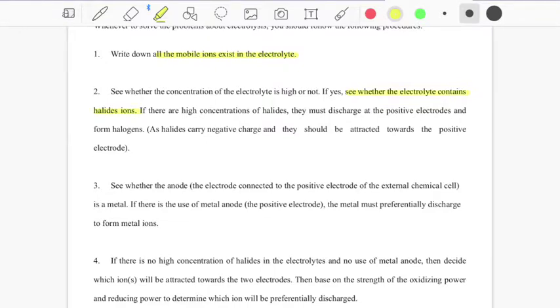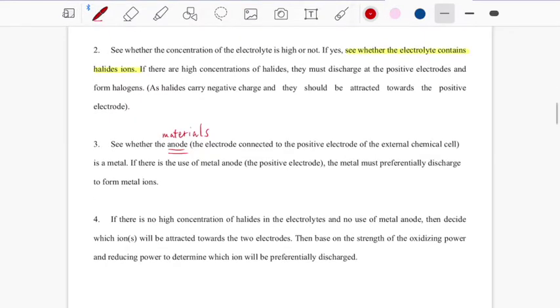Okay, if we don't have any halide ion, for example Cl minus in the electrolyte, remember it must be in high concentration, then we can skip step 2 and move on to step 3. In step 3, we need to consider, are we using inert electrode or metal as the electrode? So basically, we need to consider the materials, especially for the anode. And if we're using the inert electrode, then it's easier for us. Then we skip step 3 and move on to step 4.